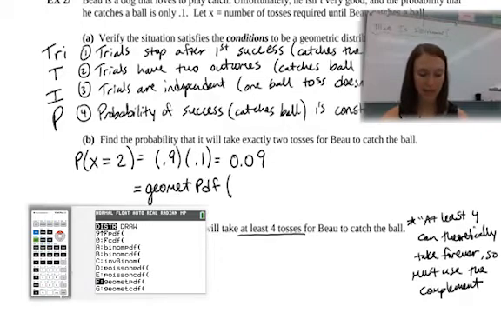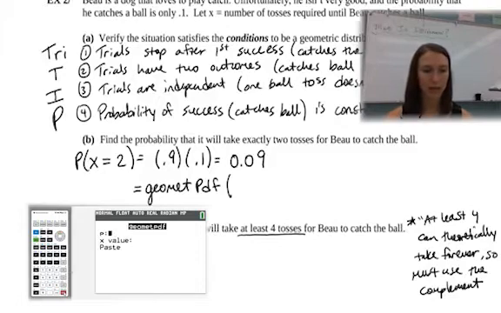So in this one, because X equals 2, we're going to use the PDF value. So enter, and then my probability of success is 0.1. So P represents the probability of success. My X value equals 2. I want X equals 2. And then I'm going to hit this.